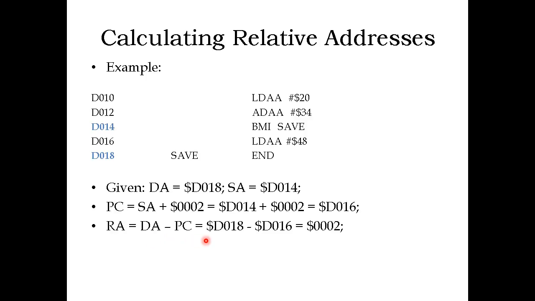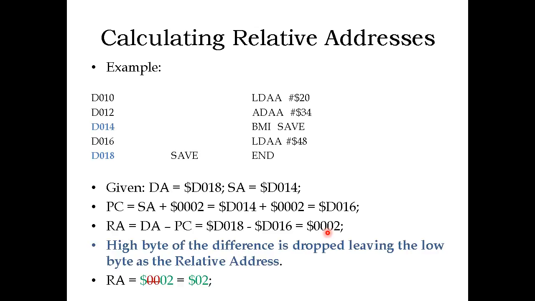So the next step is I plug everything into my relative address formula. So destination address minus PC. Destination address I was given directly, and the PC I just calculated in the last line, right? I subtracted. Very simple. I got the relative address. Now remember, as I said, the relative address is always 1 byte. But as you can see here, this is 2 bytes. So how do I fix it? What I do is I always drop the higher byte. So basically, I'll end up having only 02, and that is my relative address.